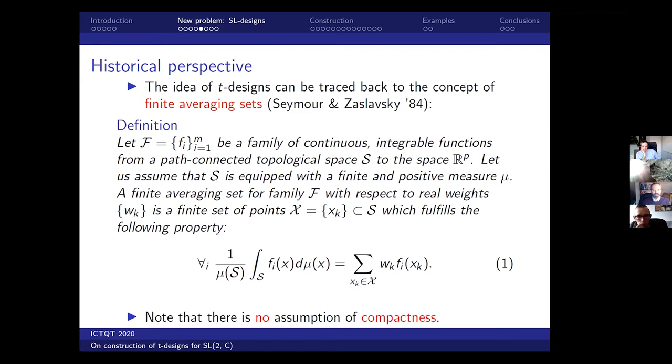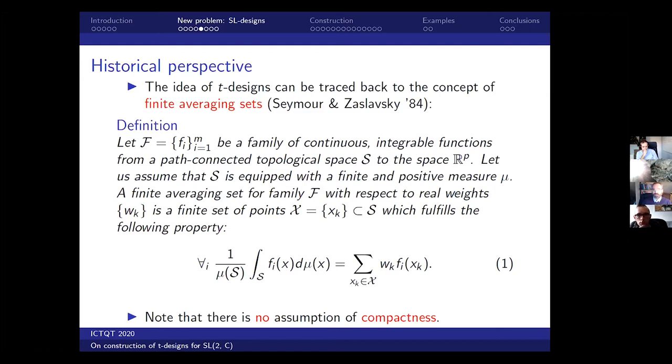And then we can define a finite averaging set for this family of functions with respect to some real weights as a set of points of this topological space, which fulfills this generalization of the mean value theorem, so that the normalized integral over each of these functions can be represented as a finite weighted average of these functions evaluated on fixed points of the topological space on which they are defined. And what is very important here, note that there is no assumption of compactness of the space S.